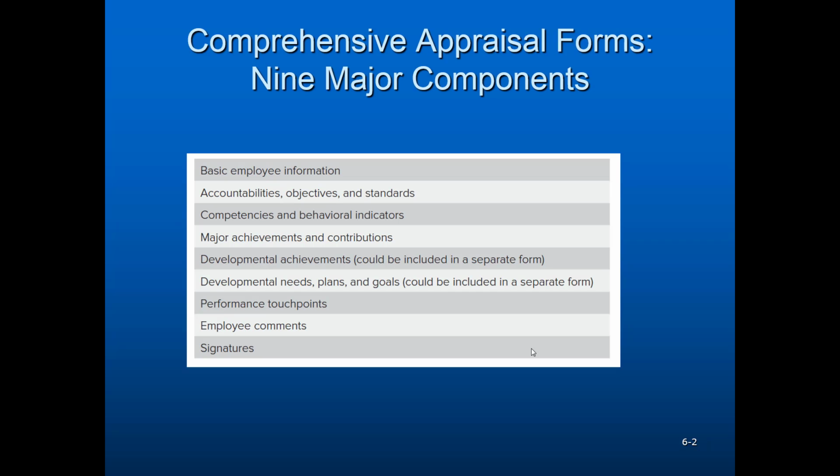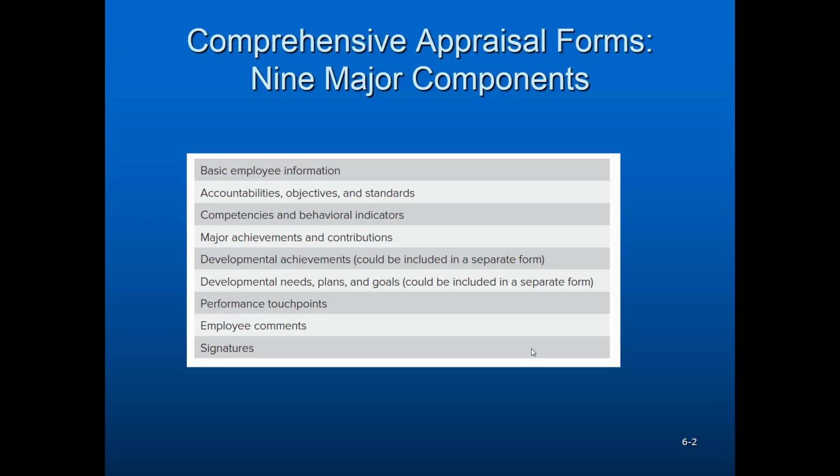Now, while performance management is not just about rating performance, the forms that we use to evaluate performance are very important. Usually, a form starts out with basic employee information. So the employee's name, the job title, the department. You certainly would want to have information about the dates of the evaluation period, number of years that the supervisor has worked with the employee.